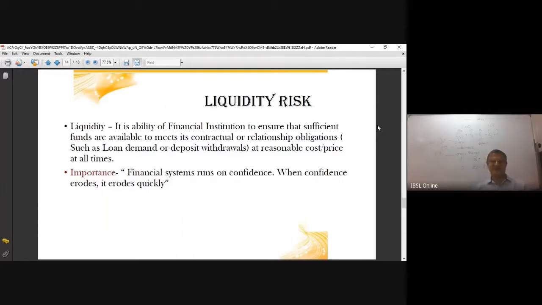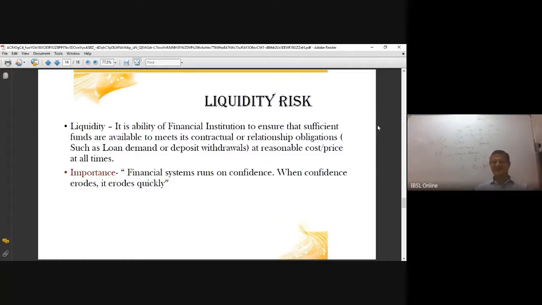I also spoke about liquidity risk. Liquidity is the ability to pay back when a customer demands, and therefore it is very appropriate to hold part of your assets in either cash or something that could be converted to cash at short notice. They say the financial system runs on confidence. When the confidence erodes, it erodes quickly.